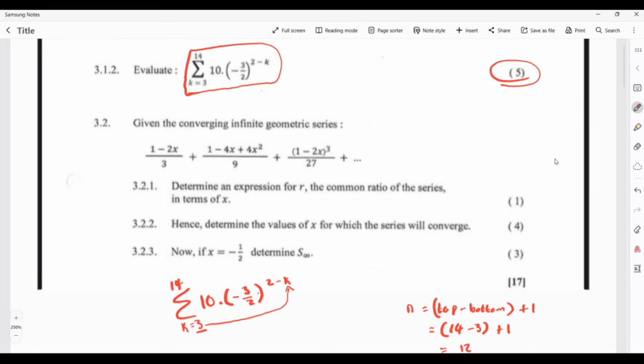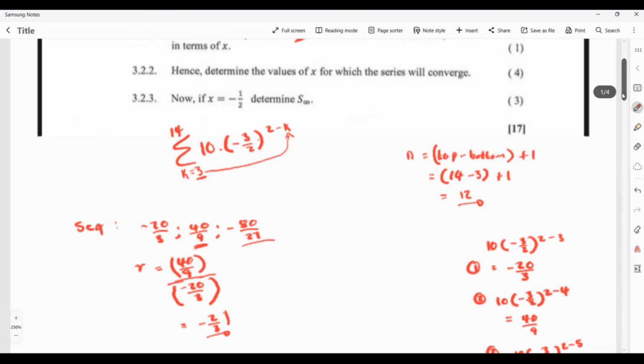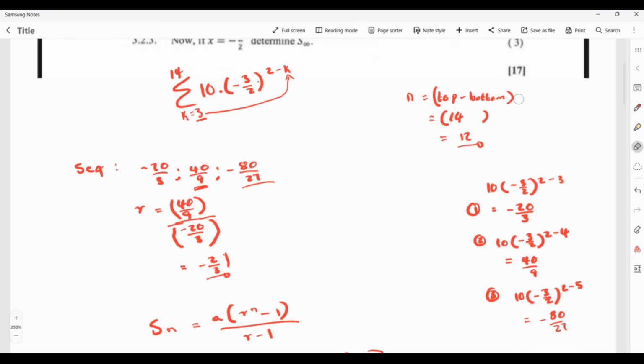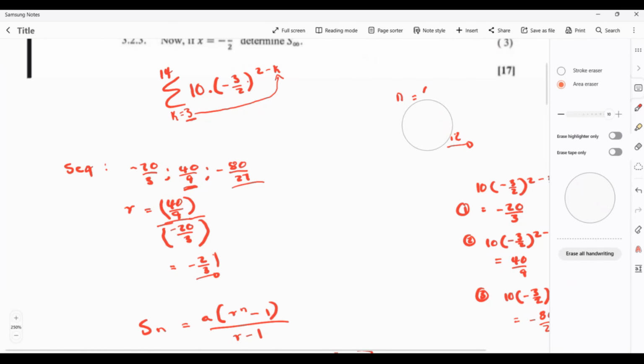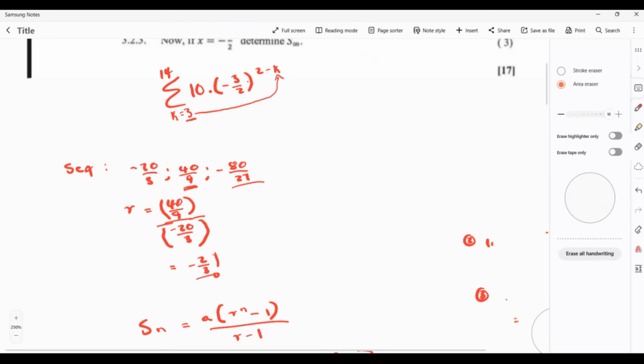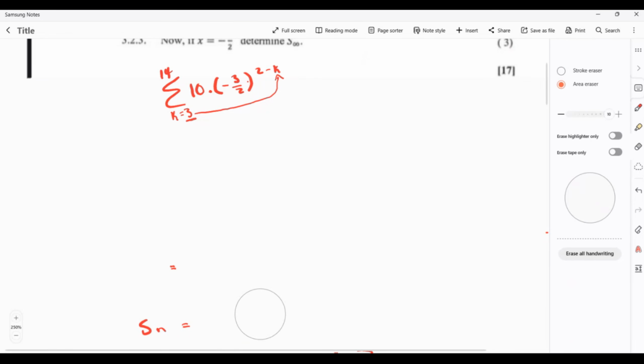The second question says, given the converging infinite geometric series, determine the expression for r, the common ratio of the series, in terms of x. We need to determine r in terms of x. That means your answer must contain x at the end of the day. That's what they want. So I'm going to just erase this.